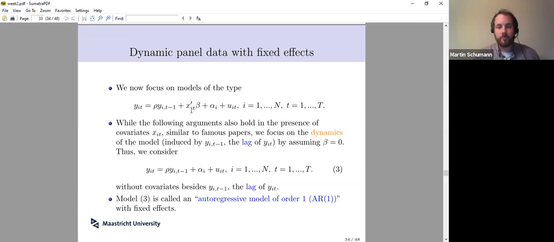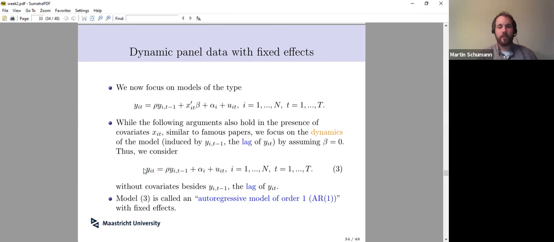Now, in general, we can actually allow for other control variables. In fact, in one of the most famous papers in this literature by Manuel Arellano and Stephen Bond, which we'll discuss at the end, they look, for instance, at the unemployment rate y_it, which depends on previous unemployment and some control variables. The control variables are of course important in practice. However, they're not really important in order to see the issues of dynamics. So in the following we assume that this beta here is simply 0. So there are no other x variables, and we only care about this type of model here.